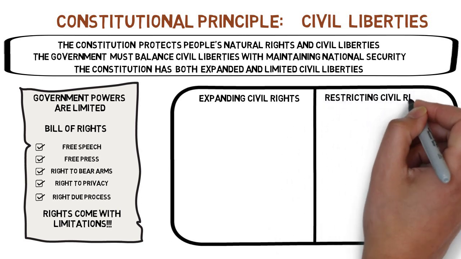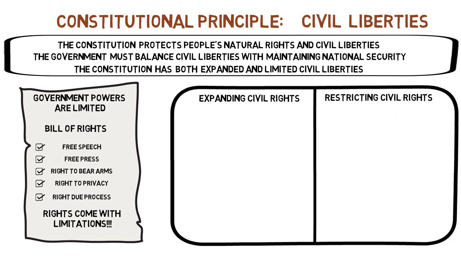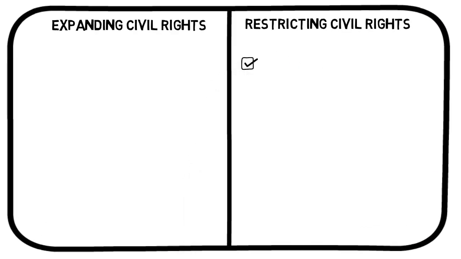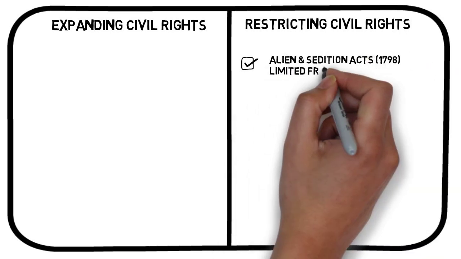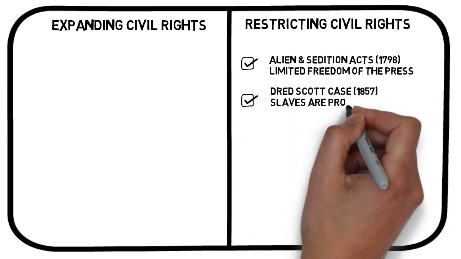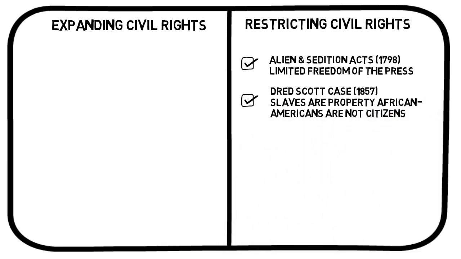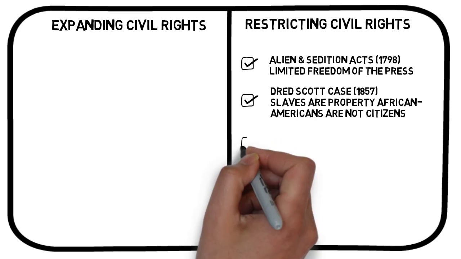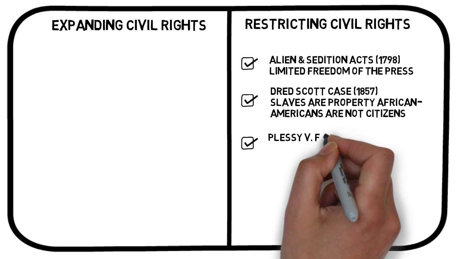And at times, the Constitution has expanded civil rights and other times it has limited them. Times when civil rights were restricted include the passage of the Alien and Sedition Acts in 1798, which made it illegal to criticize government officials. This was done in the name of national security at the time. The 1857 Dred Scott case, in which the Supreme Court ruled that slaves were property and African Americans were not citizens. Technically, I guess you could say that this case did expand the rights of slave owners, but that's just disturbing to think about.